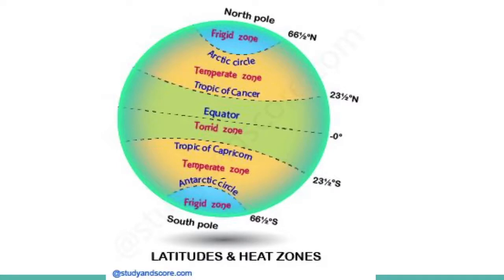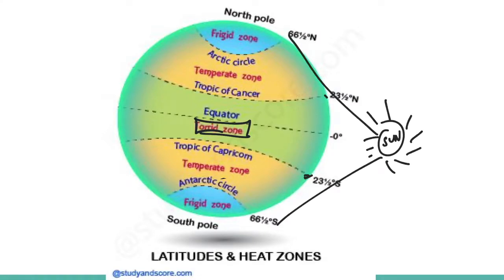Heat zones of the earth. The midday sun, which is exactly overhead at least once in a year on all the latitudes in between the Tropic of Cancer and the Tropic of Capricorn, means this area receives the maximum heat, and it is called the torrid zone. The midday sun never shines overhead on any latitude beyond the Tropic of Cancer and the Tropic of Capricorn, and the angle of the sun's rays goes on decreasing towards the poles.